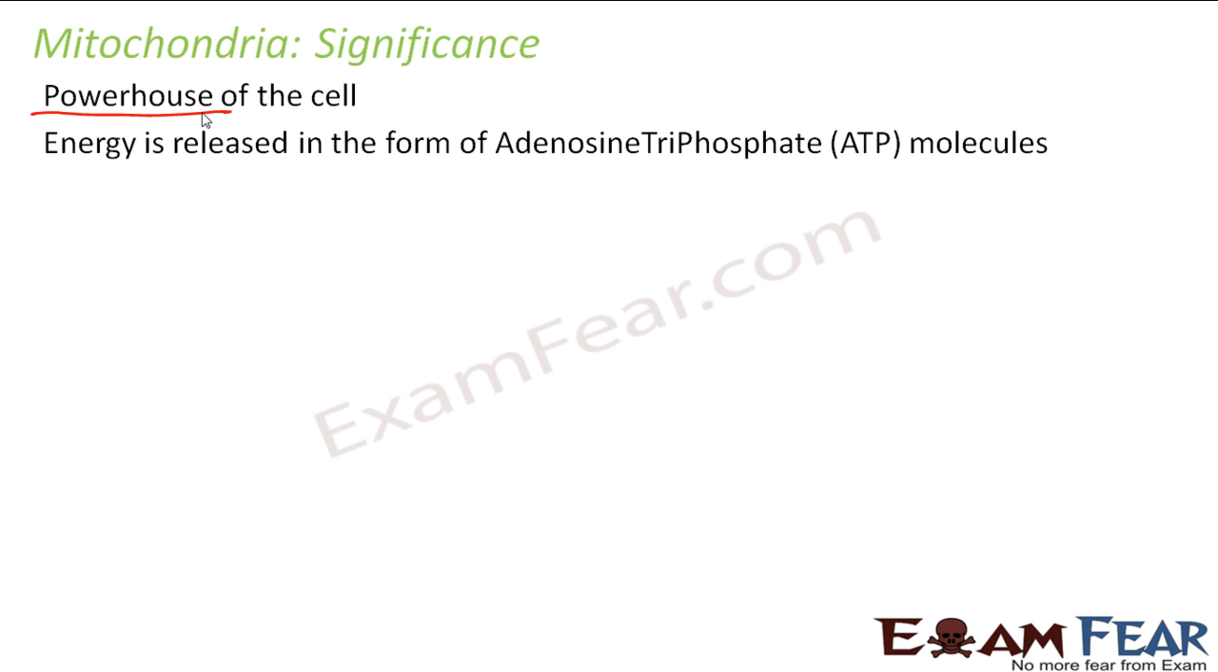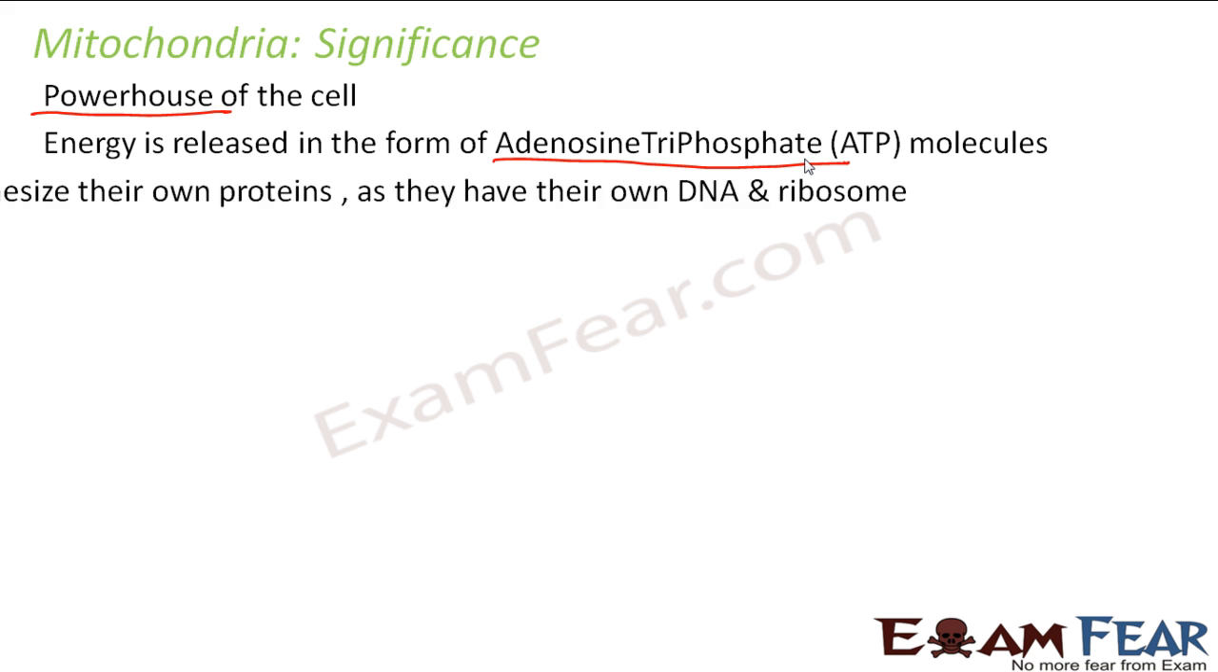So, let us look at the significance of mitochondria. It is known as the powerhouse of the cell. Why powerhouse? Because it generates energy in the form of ATP molecules. So energy is released in the form of adenosine triphosphate molecules. Now you must be wondering, what is this adenosine triphosphate? Please do not bother yourself with this. You will learn all these things in your chemistry in your higher classes. So it is some molecule, adenosine triphosphate.